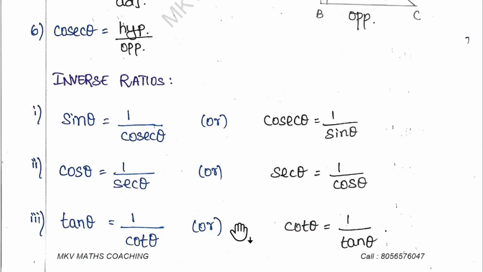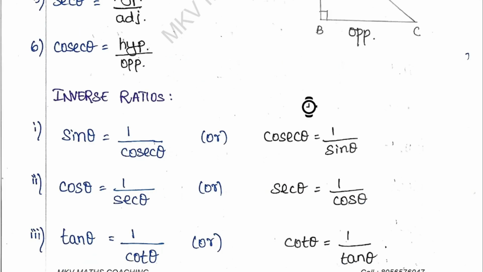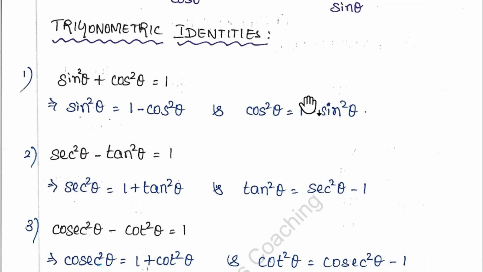Next, you can also write tan theta as sin theta by cos theta. Cot theta will be cos theta by sin theta. These are very important for proving problems. Next is all about identities. What are trigonometric identities? We have three identities in total.